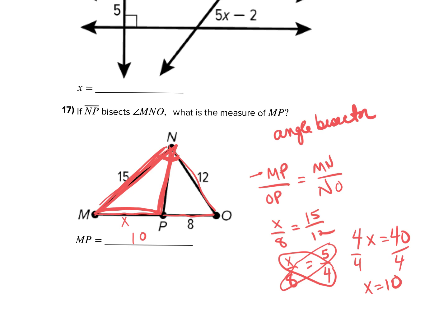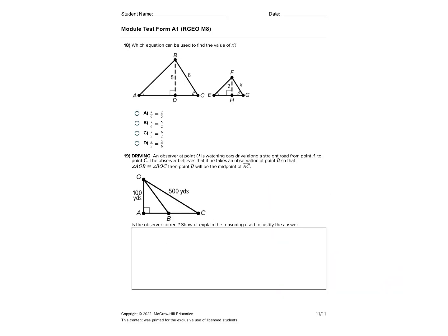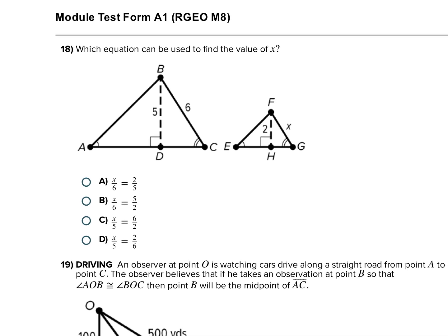They were not equal, because remember, a bisector means to cut in half or into two smaller congruent pieces. If that was the case, MP would have also had a value of 8, and that is not true.